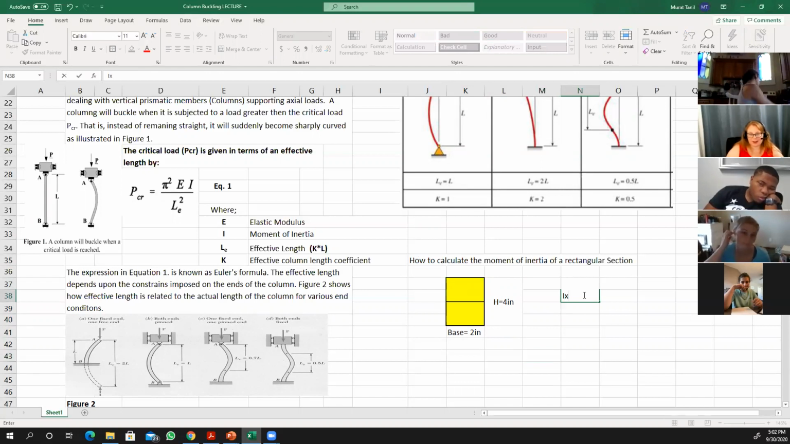Can you say what that equation was again? This is the moment of inertia equation for rectangular sections. It is base times height cubed over 12, BH cubed over 12.